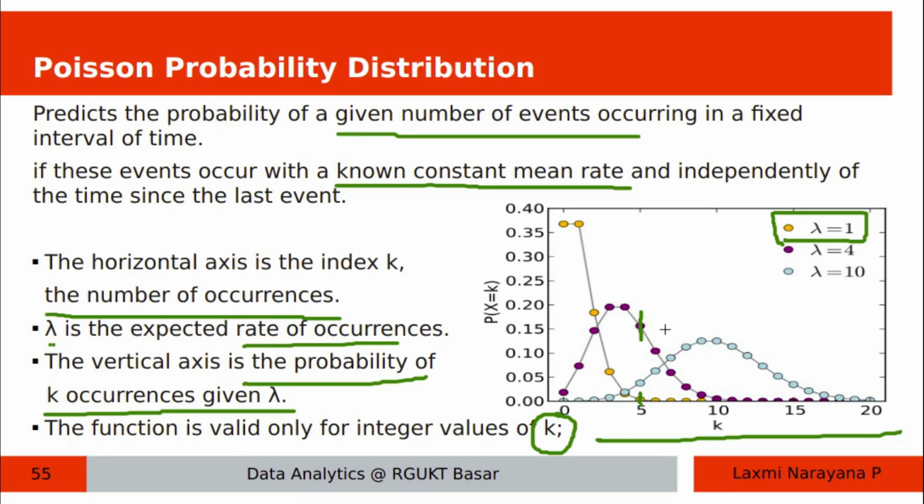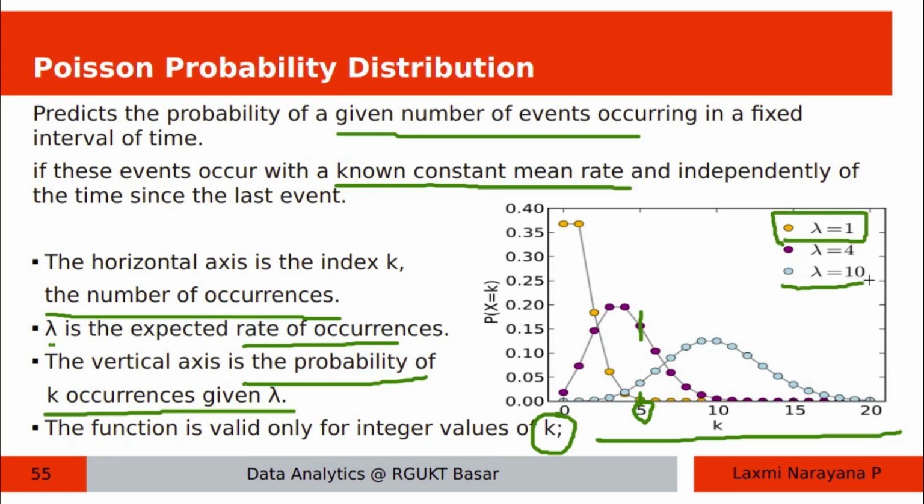The distribution will look like this, check here. If lambda equals 1, it means within 1 month only one accident will happen. So getting 5 accidents is very unlikely. If you increase the k value, it has a very low probability.